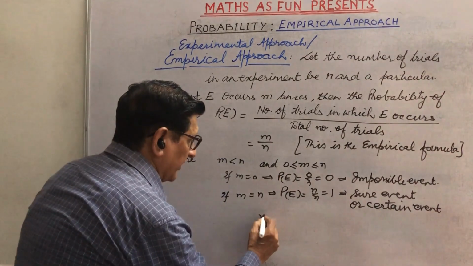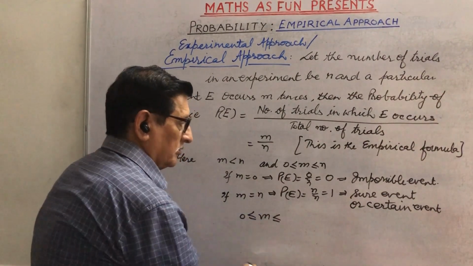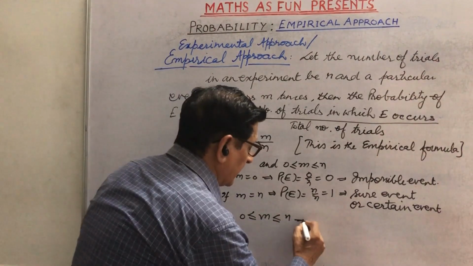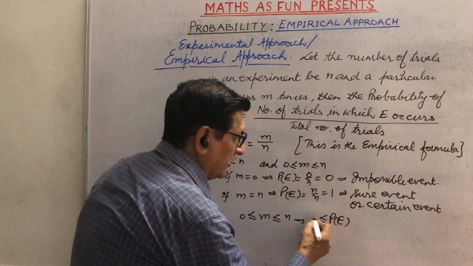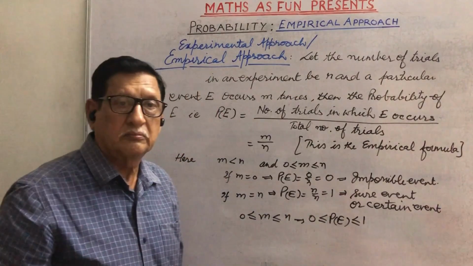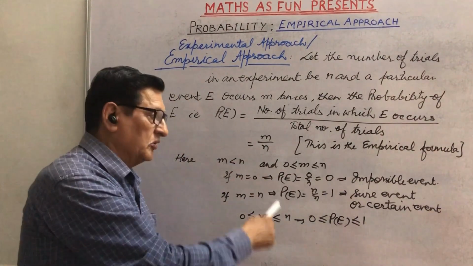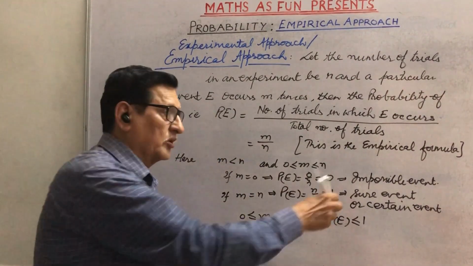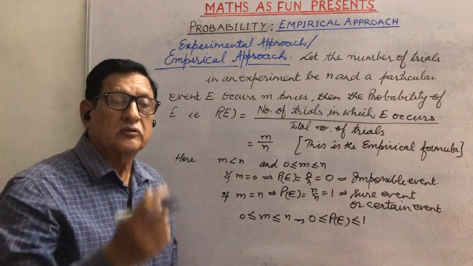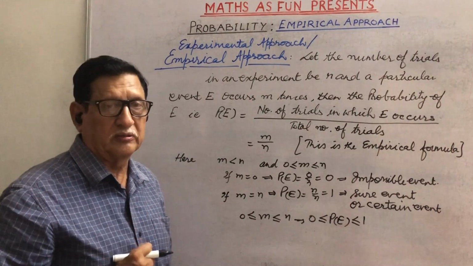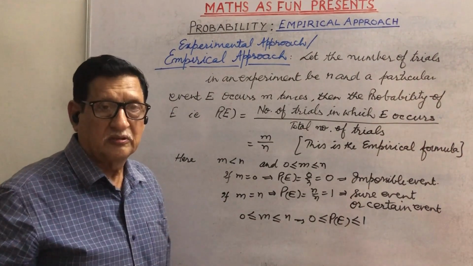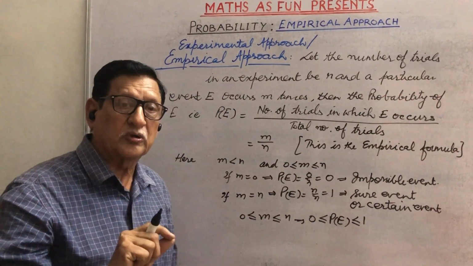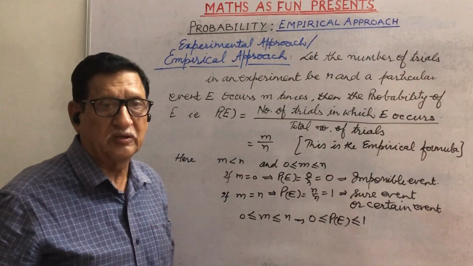As we see here, m lies between 0 and n, it means from 0 to n, so can we say that the probability of E will be from 0 to 1? It means the probability of any event is always from 0 to 1, and other than the sure event and the impossible event, it will always lie between 0 and 1. Please note that the probability of any event always lies between 0 and 1 if it is not a certain event or an impossible event.